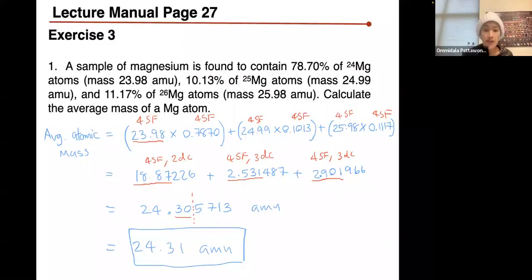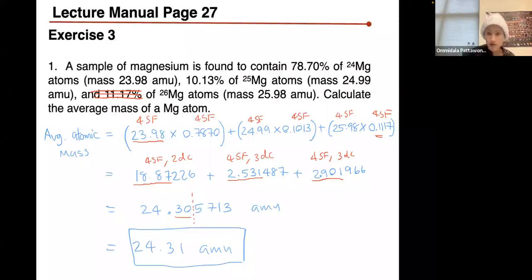Now, before we move on to the next example, I would like to point out something. Let's say this problem doesn't give you the percent of magnesium-26, so this number right here were not given to us. So we don't know how much is available in nature. How would we know? What would be the number that we need to multiply here? Remember what we see here in terms of abundance.